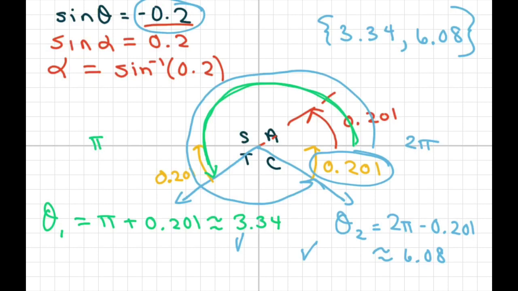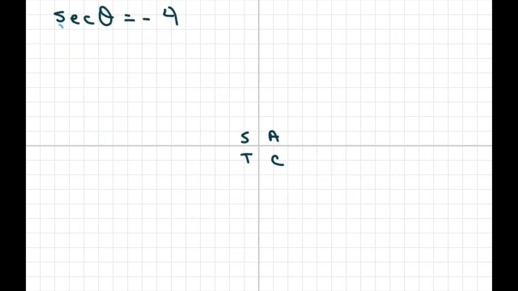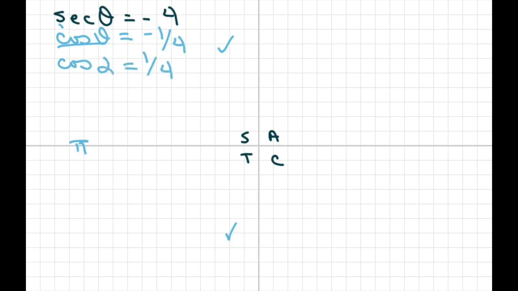And the next one is this one. I'm not going to use secant, I'm just going to use cosine and do the reciprocal, so that's going to be negative 1/4. And we know cosine is negative in quadrant 2 and 3. So we're going to be using pi here. I'll go ahead and use alpha first and just do the absolute value of that. If you take the inverse cosine of that, that gives you 1.32.